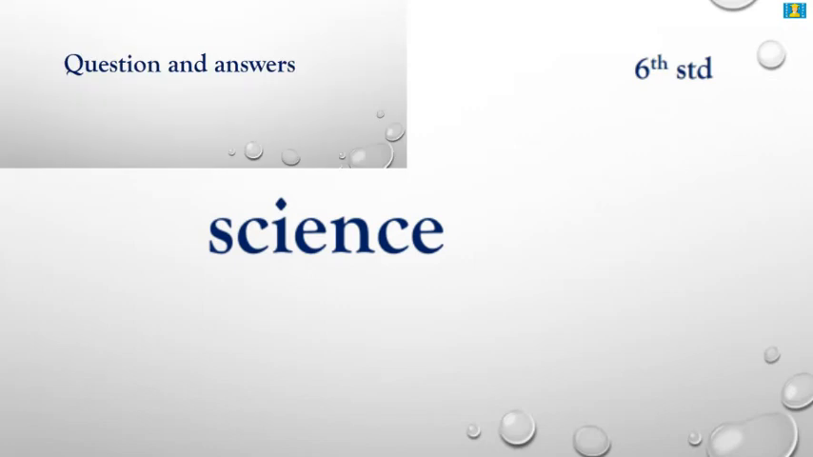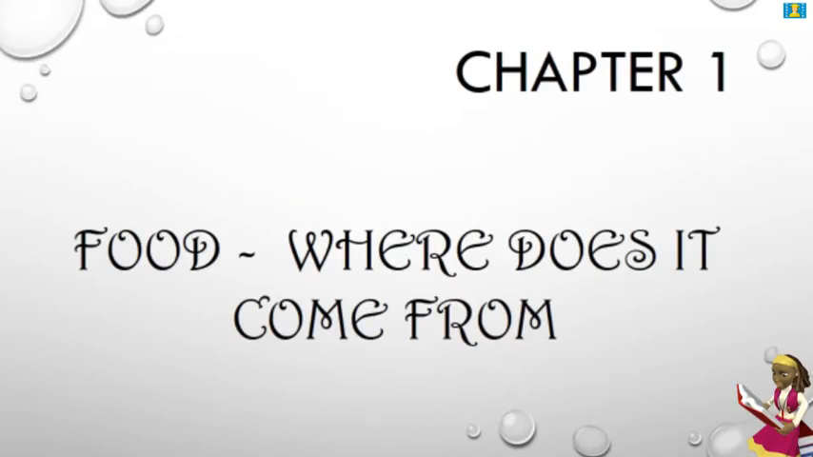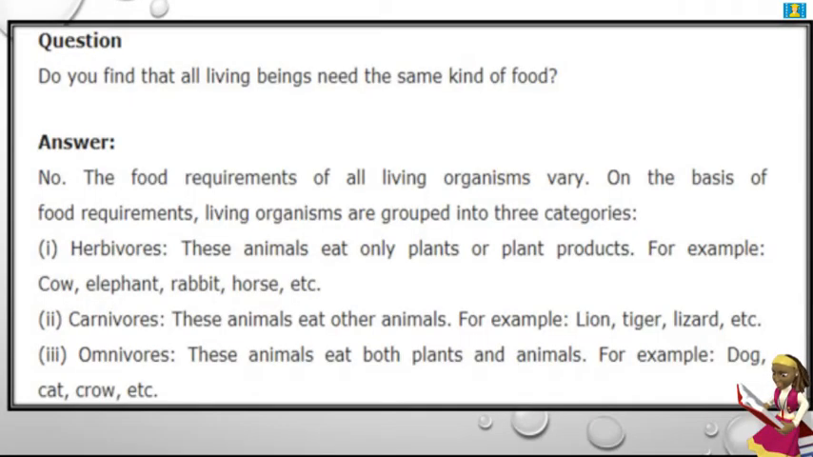Let's look at some important questions of CBSE 6th standard science. And the first chapter is Food: Where does it come from? And the first question is, do you find that all living beings need the same kind of food? Answer: No. The food requirements of all living organisms vary.